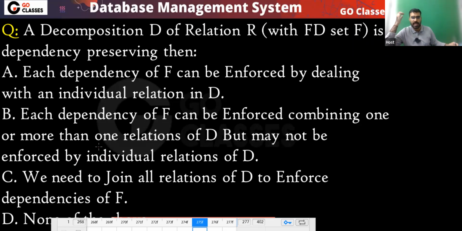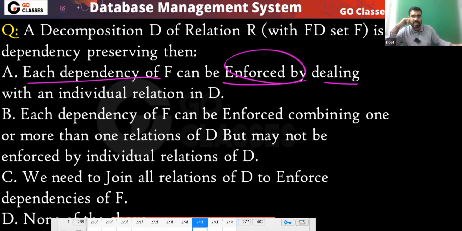Read this question and tell me the answer. A decomposition D of relation R with FD set F is dependency preserving. Okay, then what can we say? Each dependency of F can be enforced by dealing with individual relations. Yes, that's correct, right?